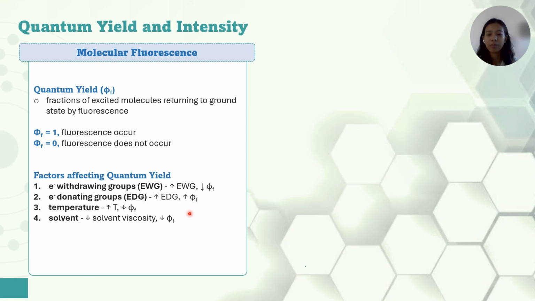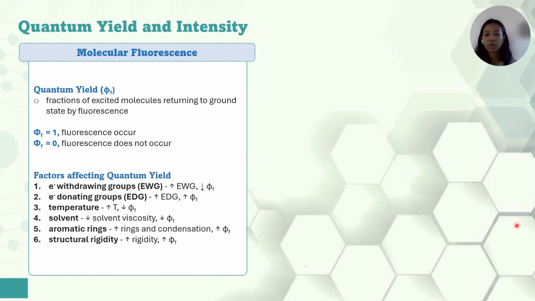Aromatic rings: compounds with simple heterocyclic aromatic rings do not fluoresce, but the quantum yield increases as the number of rings and degree of condensation increases. Then the last one is structural rigidity. It favors structures that are rigid, as the rate of the non-radiative relaxation is lowered and thus fluorescent emission takes place.